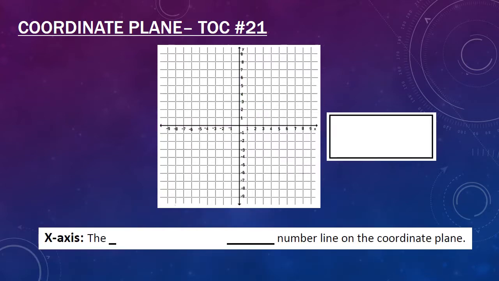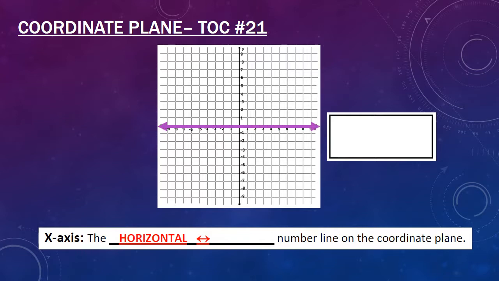So if you look at the first axis is what they're called. Those are our number lines. And the first axis we're going to look at is called the x-axis, and that is the horizontal number line on the coordinate plane. Remember, horizontal is like the horizon. It goes from left to right.